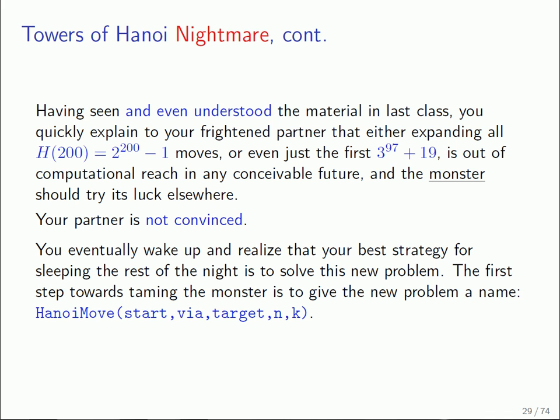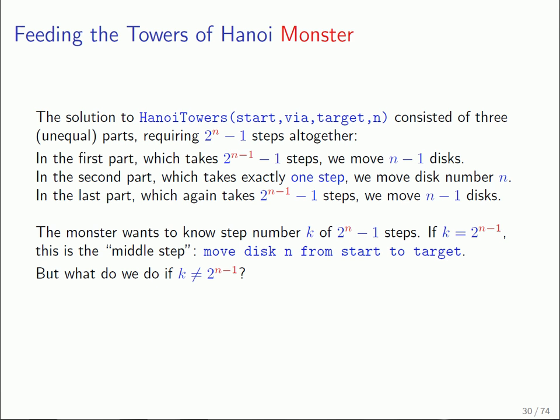Okay, so give it a name, Hanoi move: start, via, target are the rods, where you start, via what, and n is the number of rings, and k is the step. Now, remember, probably most of you went through this, so how do you solve it? You first move n minus 1 of the rings to the middle place. Then you move the largest one to the target. Then you move recursively. So if this k happens to be the 2 to the n minus 1 move, it's just a middle move, so you know what it is. It's moving the largest one to the target. Okay, so that's great. But what if it's not?